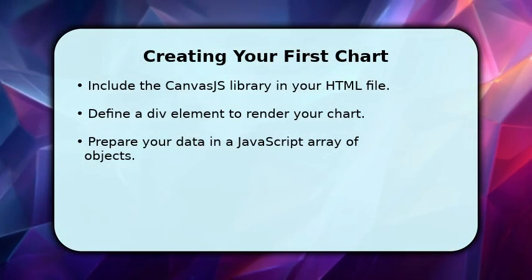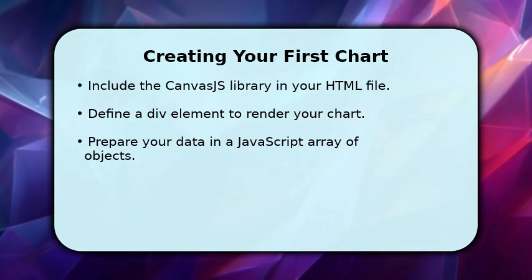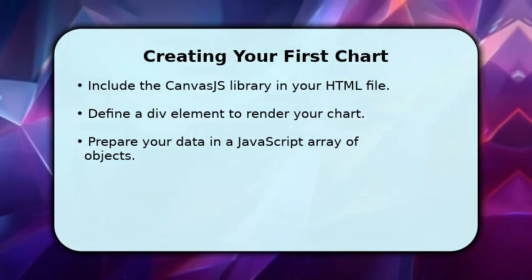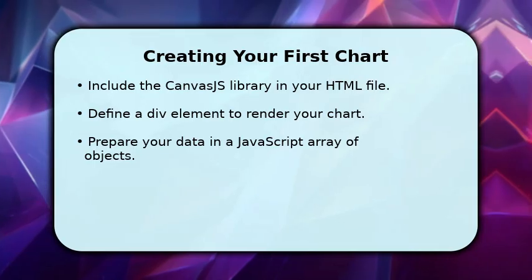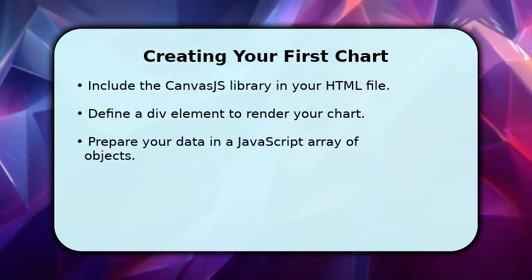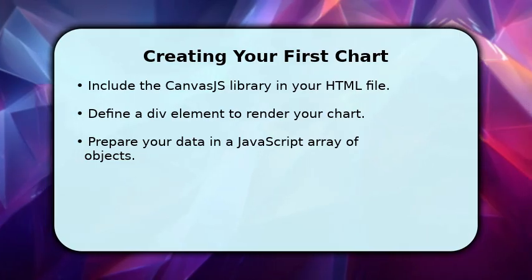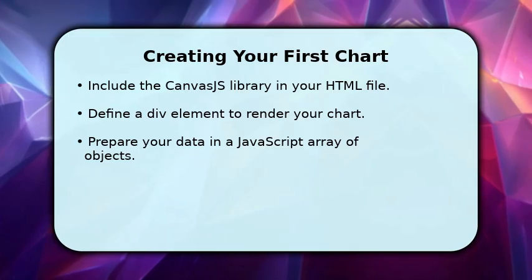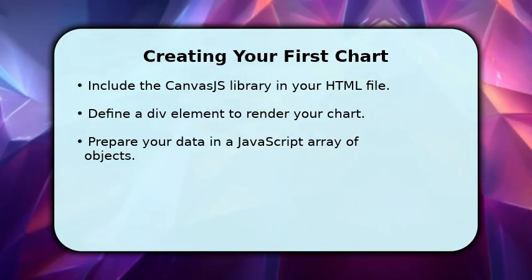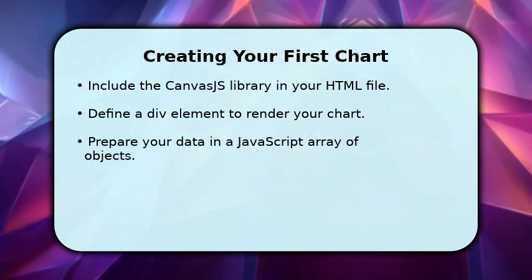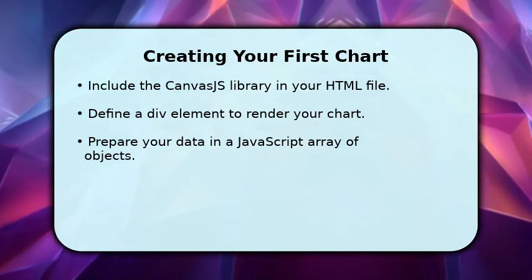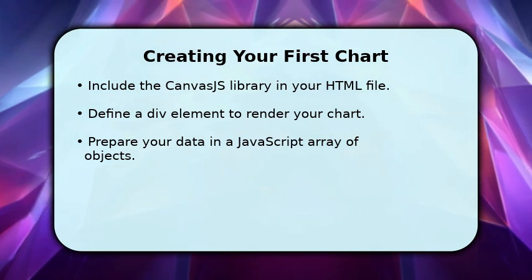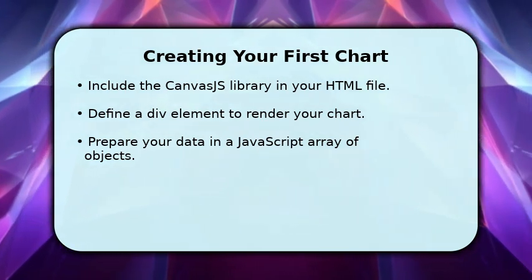To create your first chart, begin by including the Canvas.js library in your HTML document. Next, define a div element where your chart will be displayed, giving it a unique ID. Then, prepare your data, typically as an array of JavaScript objects, each representing a data point. Finally, initialize a new Canvas.js chart object, pass in your desired options and data, and call the render method. It's a simple four-step process to bring your data to life.